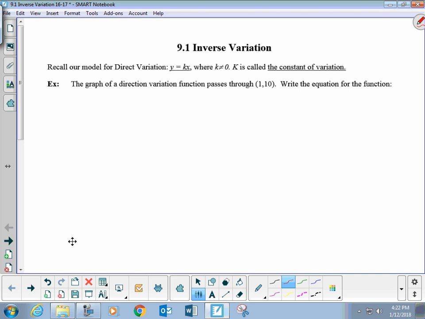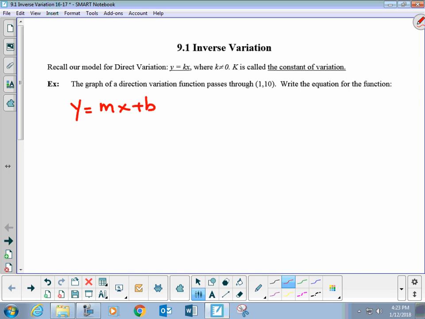Section 9.1, or inverse variation. Before we can start a discussion about inverse variation, we need to review an Algebra 1 concept that is direct variation. You know, back in Algebra 1, you talked extensively about y equals mx plus b.